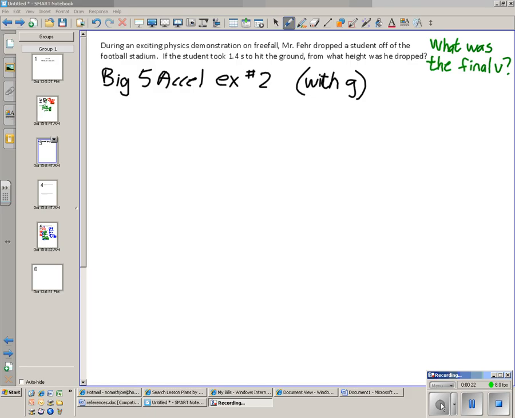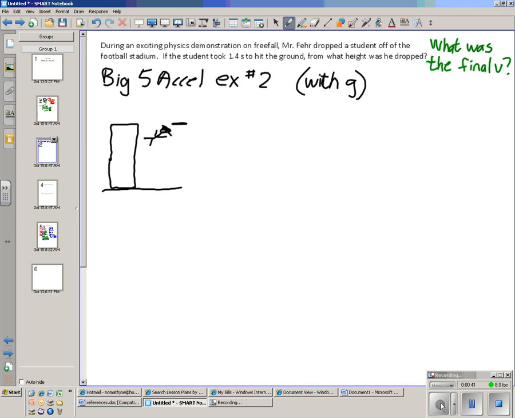So we begin, after we've read it, we now would be drawing a picture. What is going on? Here is the student falling. Remember, we don't need to spend so much time on drawing the student, although I will put some safety goggles on just to imply that we are taking safety into account. This is the initial velocity up here, the dropping point. This is the final velocity just before hitting the ground. This here is the displacement. And notice he is accelerating downward. So that is my diagram.